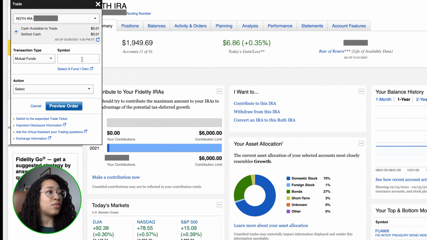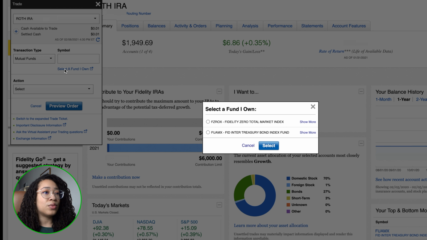Okay, so then you can choose the symbol. And when you're choosing a symbol, you can do a new symbol or pick a new mutual fund, or you can select one that you already own. So I'm just gonna keep investing in the same ones. So I can pick either one of these. And I'm not actually gonna do it right now, but let's just go through the steps acting like I'm going to.